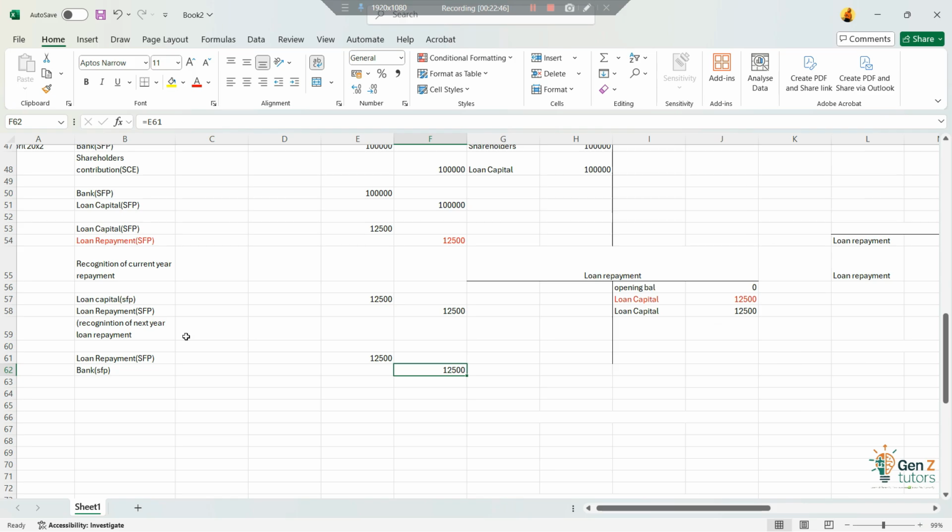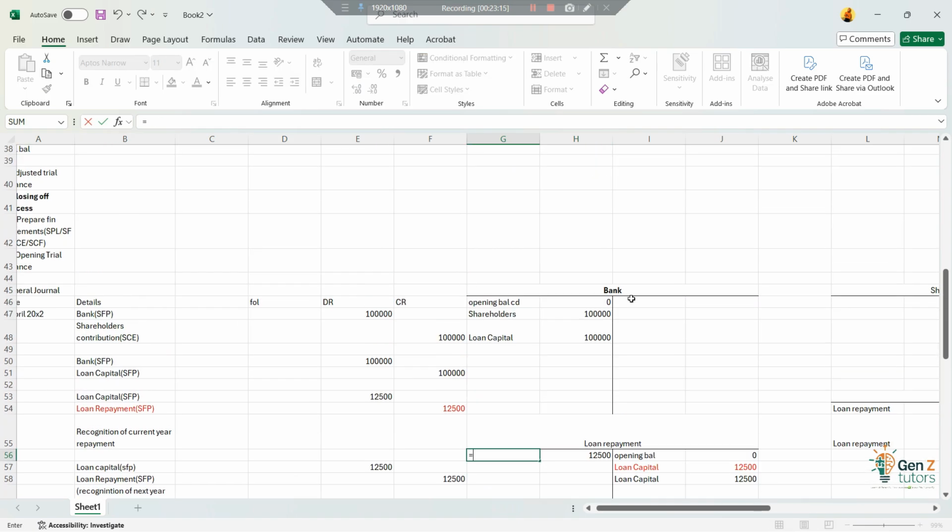And then from here, what are we going to say? And then afterwards, after we actually recognize the current liability of the loan for next year, we're going to say we have to repay our loan. So now when we're going to repay our loan, we have a debit on our loan repayment of 12,500, right? Of 12,500 due to what? Due to bank. So now we are inserting our bank over here.